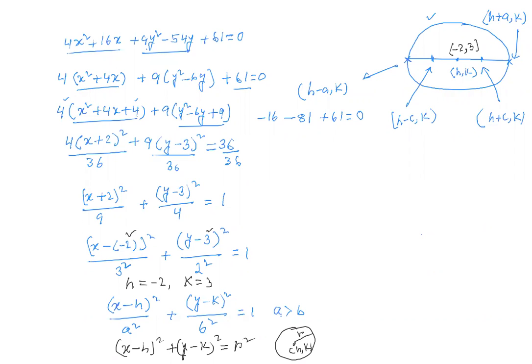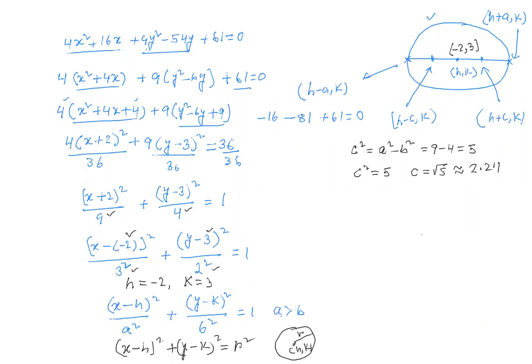Now, let's say we want to find the focal points here. So we have to use (h minus c, k). What is c? c square is equal to a square minus b square. c is a value which is defined by a square minus b square. So look, a square minus b square, or 9 minus 4, is equal to 5. So c square is equal to 5, or c is equal to square root of 5, which is approximately, I think, 2.24.